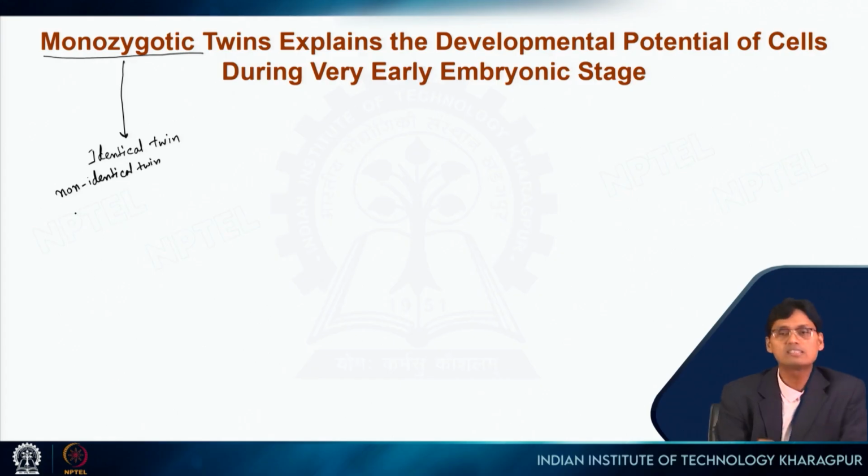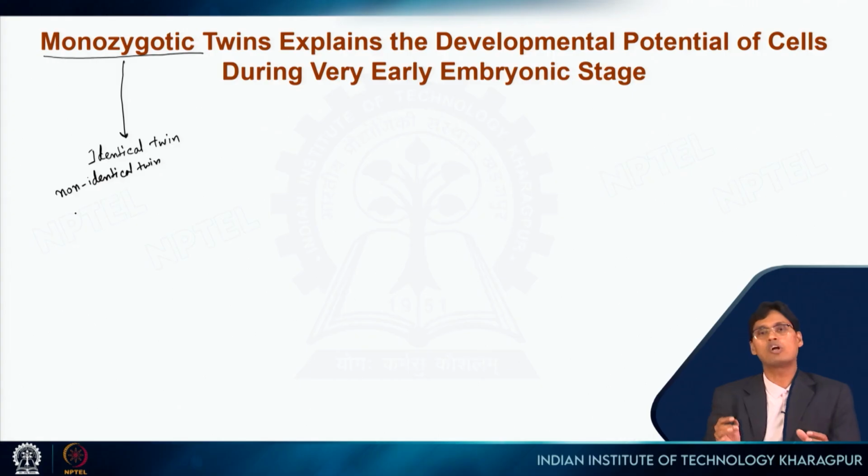Twins, that is nothing but 2 different zygotes forming at the same time, and both of them get matured, and they are forming 2 babies. That's all.